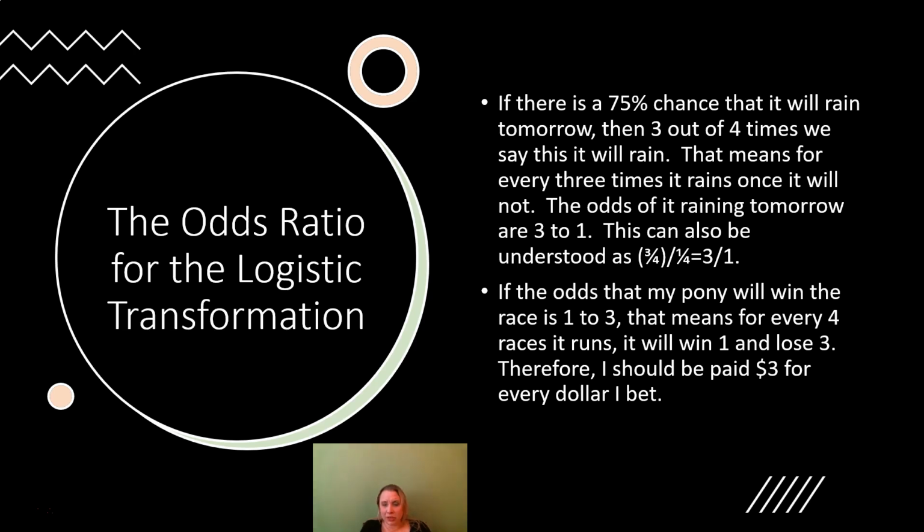Our odds ratio looks at the relationship between the probability of an event occurring versus it not occurring. So if we have a 75% chance of rain, that means we have a 25% chance that it's not going to rain. So the ratio of these two values gives me 3 to 1. And that's when we're talking about betting, and I say that the odds of this are 3 to 1, that means you have a 75% chance of whatever you're betting on happening versus not happening.